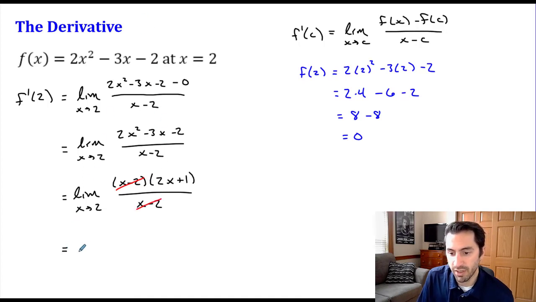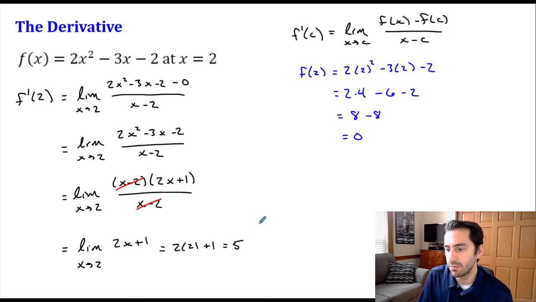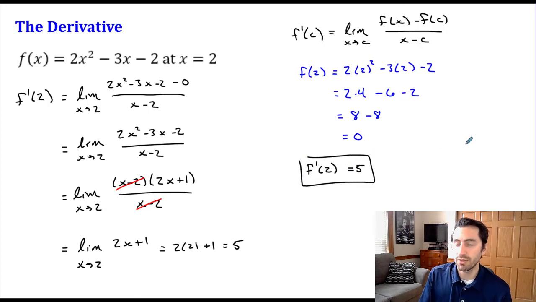And what I'm left with is the limit as x approaches 2 of just 2x plus 1. And now in this simplified form, to evaluate this limit, we can just substitute in 2. So 2 times 2 plus 1, we end up with 5. So our final answer then, the derivative at 2 is equal to 5. And in other words, the derivative, the slope of the tangent line at 2, the slope is 5. The instantaneous rate of change at 2 is 5.